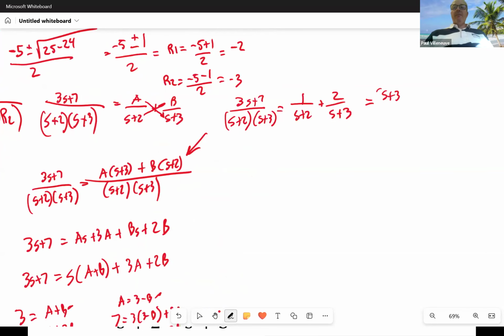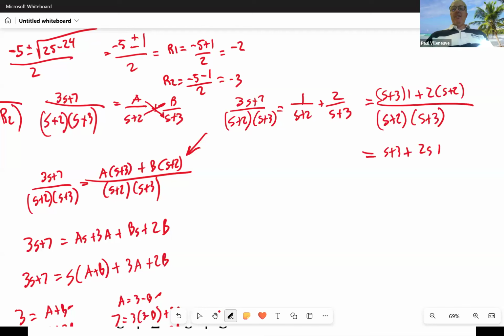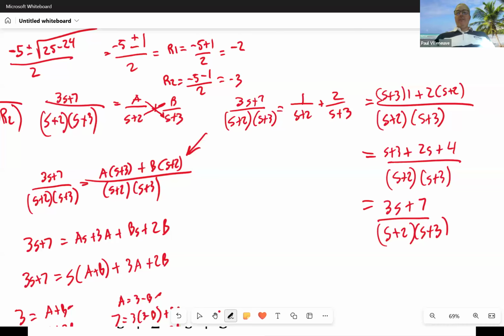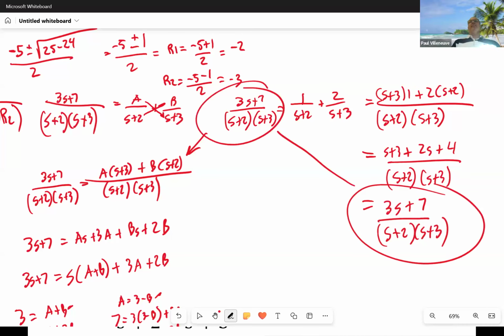S plus 3 multiplied by 1, putting it back under a common denominator, plus 2 times s plus 2, all over s plus 2 times s plus 3. S plus 3 plus 2s plus 4, all over s plus 2 times s plus 3 equals 3s plus 7 over s plus 2 times s plus 3. Is that the same as that? Phew. Means we did our work correct, right? Means we got it right.